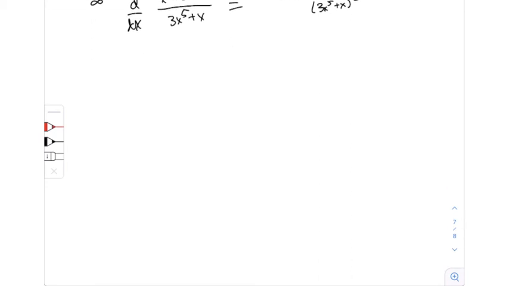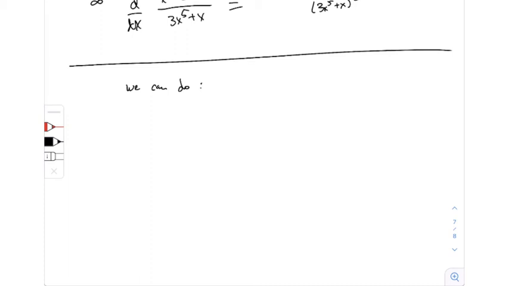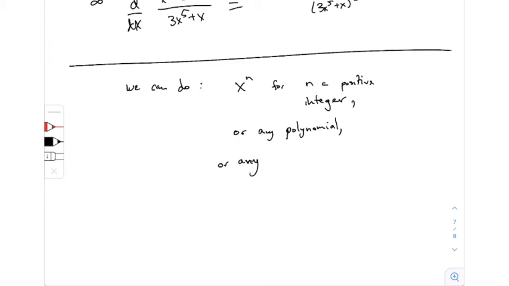I'll swap it. Let's talk a little bit about what kinds of functions we know how to take the derivative of so far. Very basically, first of all, any power of x, x to the n, for n a positive integer, that is a whole number. Or any polynomial, more generally. Or any product of polynomials, but a product of polynomials is another polynomial, but we could also do any quotient. Any product or quotient of a polynomial.